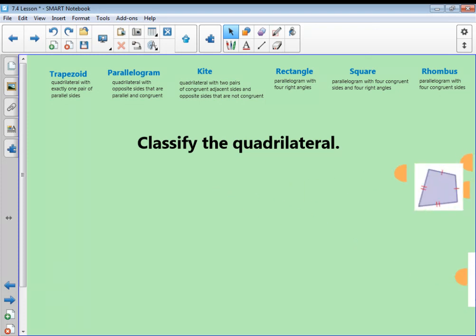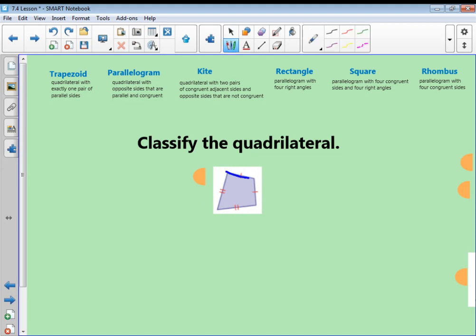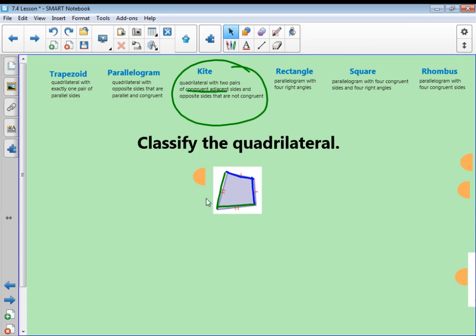Okay, so here we have two sets of sides that are congruent. So this is congruent to that and they're adjacent, and this side is congruent to that and they're adjacent. So adjacent sides that are congruent. Quadrilaterals with two pairs of congruent adjacent sides, so that's a kite. Kind of looks like a kite too when you look at it. So kites have adjacent sides that are congruent or equal to each other.